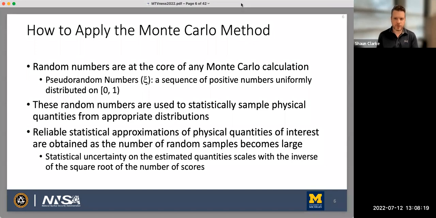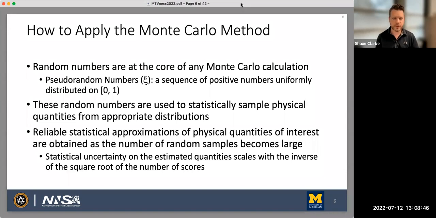So again, random numbers are at the core of any Monte Carlo calculation. We can't reliably have a set of large real random numbers. So because we want to implement Monte Carlo on a computer code or computer software, we use pseudo-random numbers. And these numbers are generated using statistical recursive relationships, where every number that you're generating depends on the number before it. And there are several random number generators that exist.